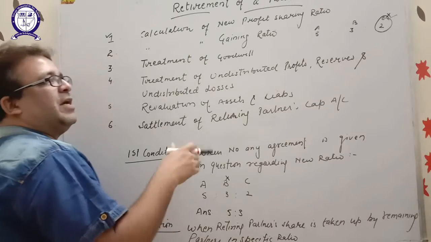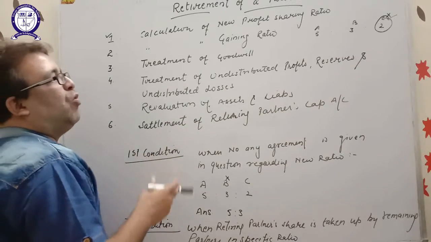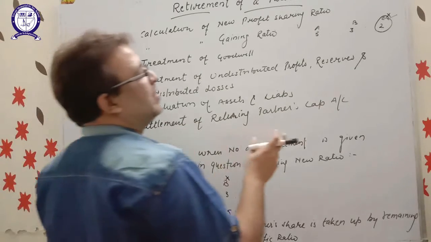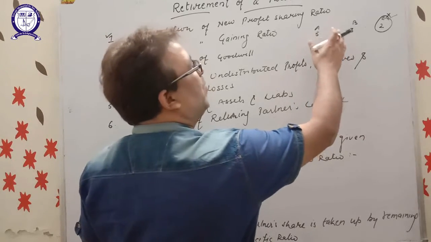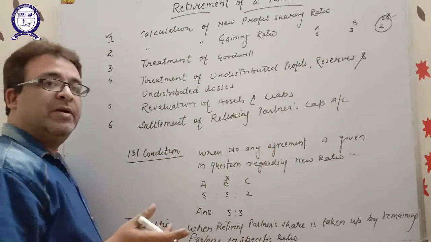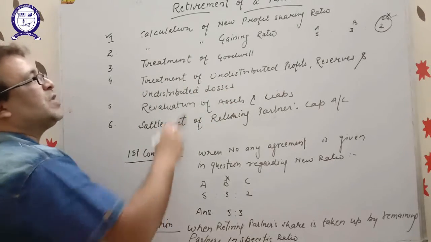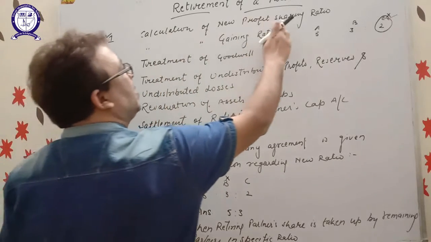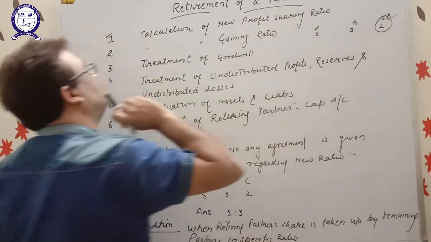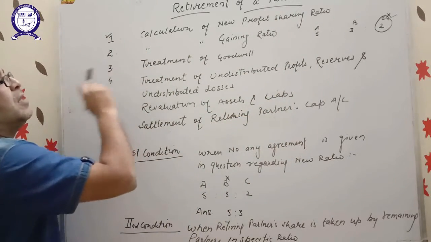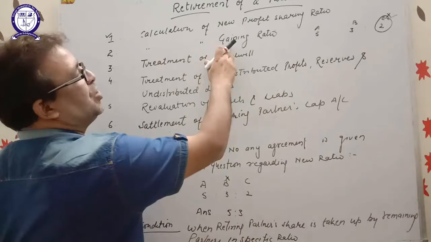When a partner retires from the firm, the old agreement between the partners is changed. So now we have to make a new agreement, so we have to calculate the new profit sharing ratio. So the first problem is how to calculate new profit sharing ratio. Second point is how to calculate gaining ratio.